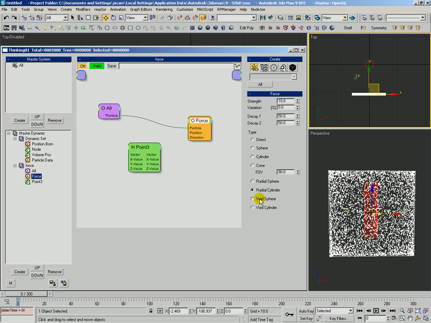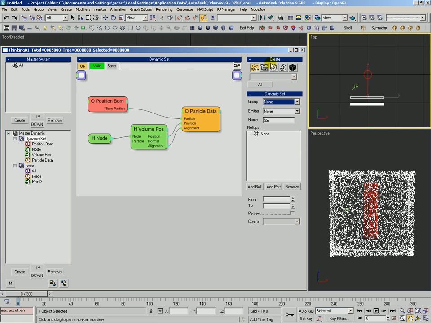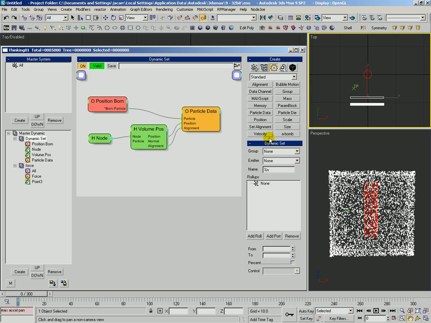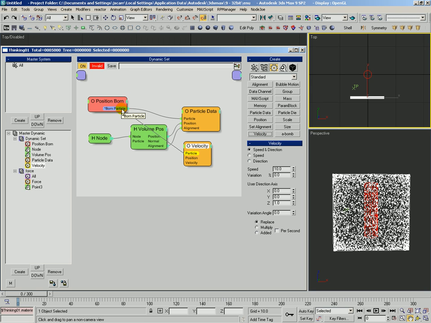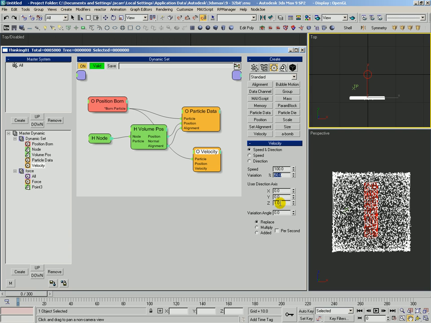It's very important with the void sphere and the void cylinder that it will not affect the particles just by themselves. Let's kill those decays. In order for these void types to work, the particles have to be moving. So let's go ahead and give them some initial velocity at birth. Say 100 with 50% variation, and we're going to move them along the positive y direction.